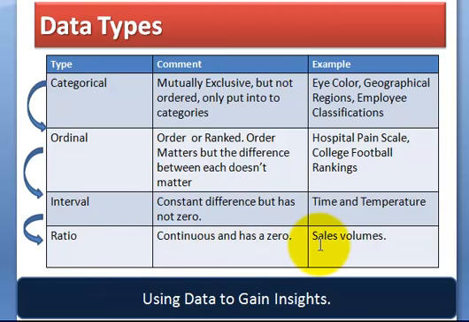So for example, sales volume might be the case. I can say $100 to 150 to 200 is equal increments, but because I have a natural zero, in most cases, in this case it's 0, I can say 150 is a certain percentage more than 100, 50% more. So categorical, ordinal, interval, and ratio.